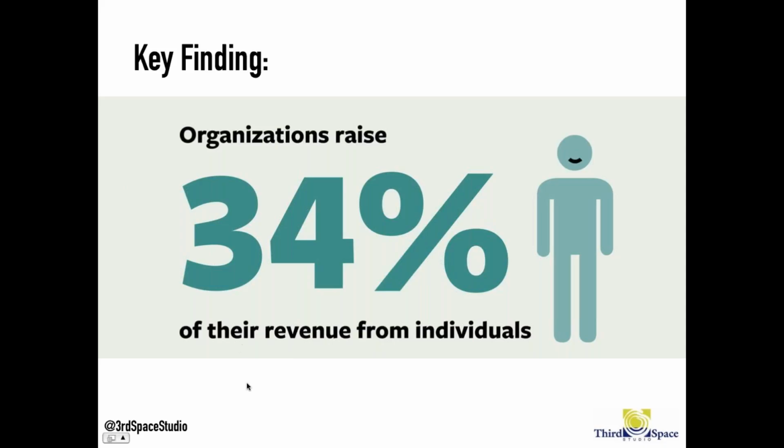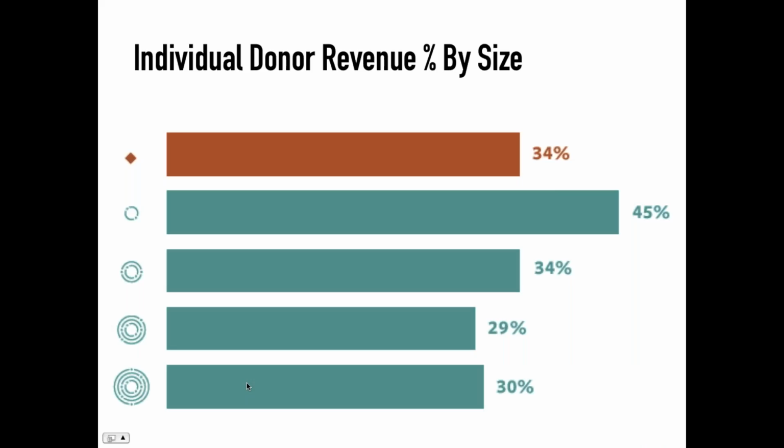Now, for most data in the report, we broke it down by size of organization. So you can see here, this is donor revenue by size of organization. That top bar, the orange, is overall revenue. And then the teal bars below are increasing budget size. So you can see that actually percentage of individual donor revenue declines slightly, but seems to hover, even for the largest organizations, right around 30%.